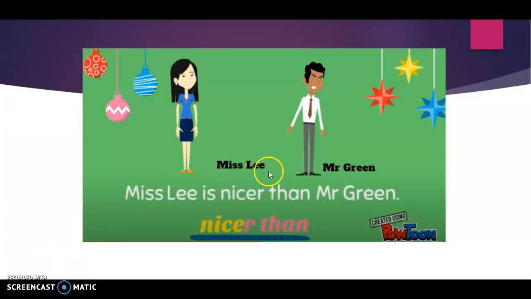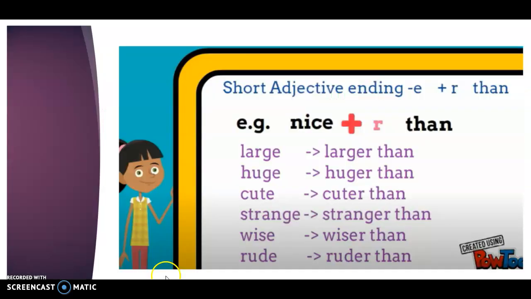This is Miss Lee and this is Mr. Green. Miss Lee is nicer than Mr. Green. Again, in red, we have the ingredients needed to make the comparison, but this time only letter R is red because letter E belongs to the adjective. So we need only one letter and the word than in front of Mr. Green, of course.